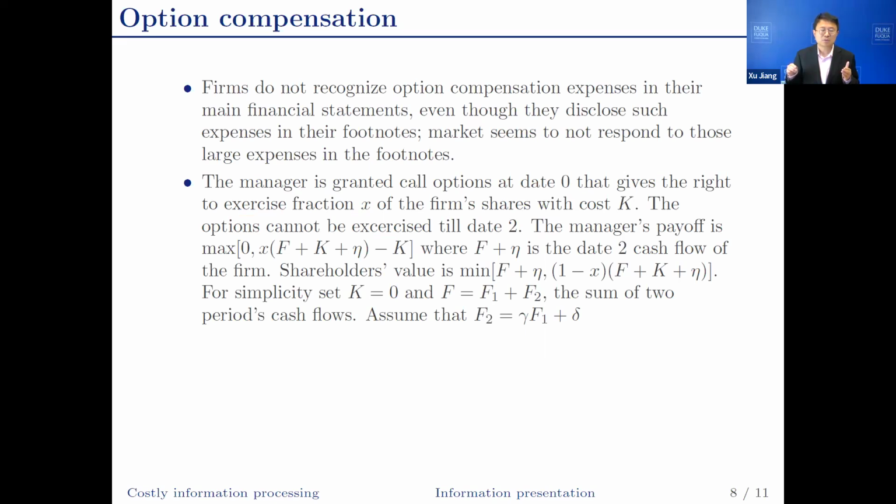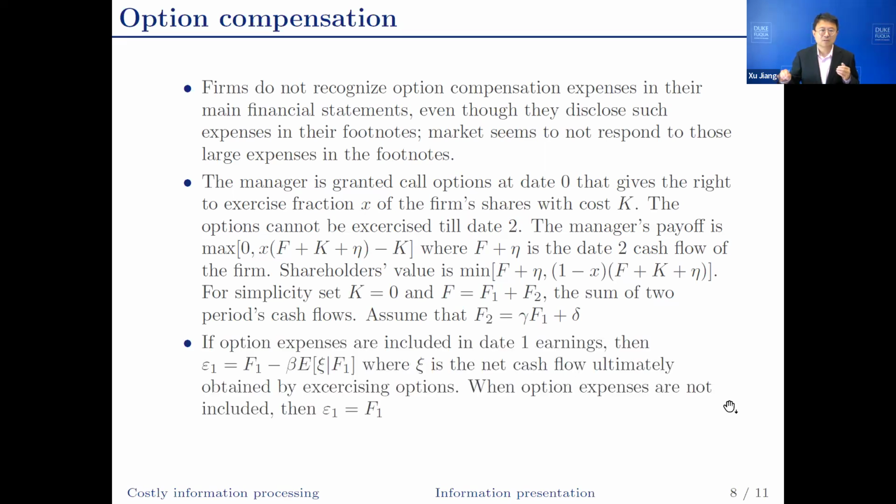The manager's payoff, of course, is determined by the maximum of the payoff when the manager does not exercise the option, which is normalized to 0, and the payoff when the manager exercises the option. Shareholders' value can be determined correspondingly. The firm's two-period cash flows, F1 and F2, are correlated. Assume the persistence parameter is gamma. If option expenses are included in date 1 earnings, then the GAAP earnings is going to be smaller than F1. How much smaller depends on this parameter beta.